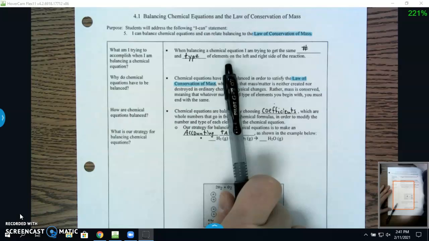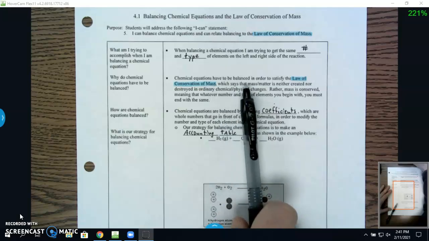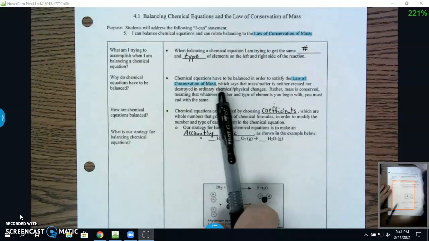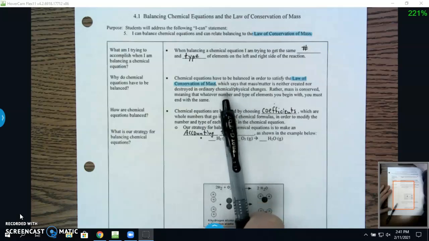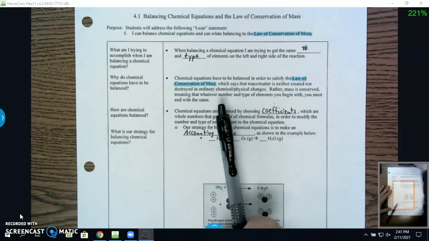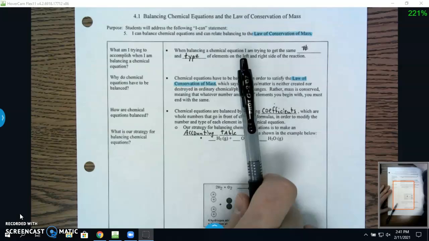When we balance, we try to get the same number and type of elements on the left and the right. The reason that we do this is because of the law of conservation of mass. This law says that mass or matter is neither created nor destroyed in chemical or physical changes. Rather, mass is conserved. The word conserve means that whatever number and type of elements you begin with, you have to end with the same. So this is the connection to balancing, which is up here.